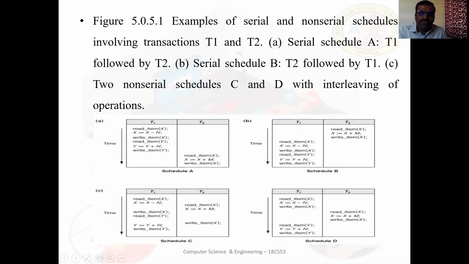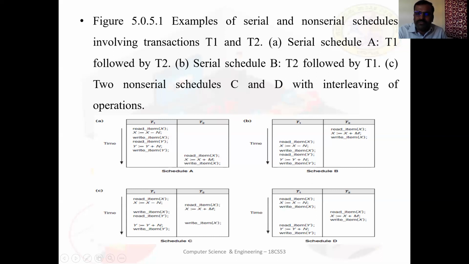Schedules C and D are non-serial schedules because there are interleaving operations. Here transaction T1 is reading item X, then transaction T2 reads item X, then transaction T1 reads again, then transaction T2 writes item X, and transaction T1 writes item Y. So it is interleaving operations.